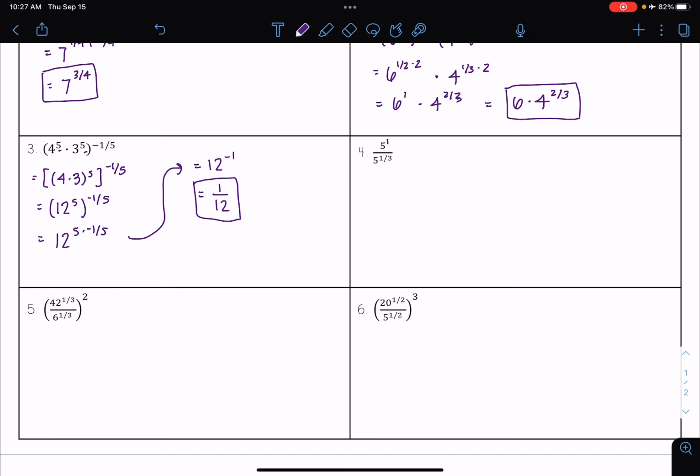So this is the same thing as 5 to the 1st divided by 5 to the 1/3. And since they have the same base of 5, I can go ahead and subtract those exponents. So I have 1 minus 1/3. Well, to subtract those fractions, I need the same denominator. So 1 would be the same thing as 3 over 3. And so 3/3 minus 1/3, I get 5 to the 2/3.